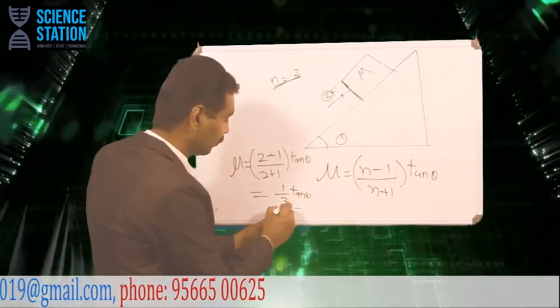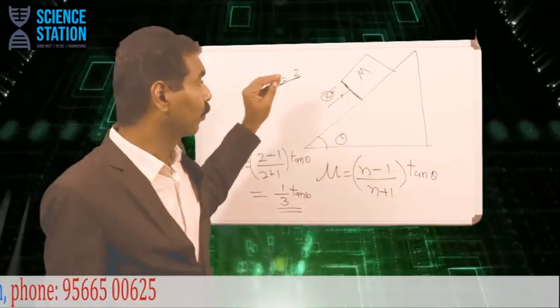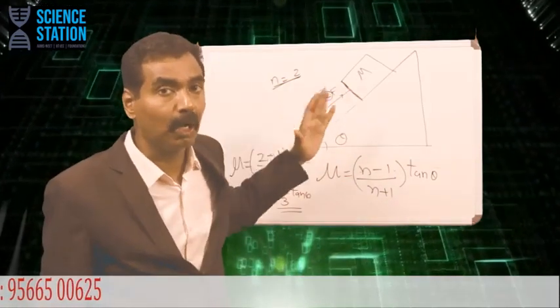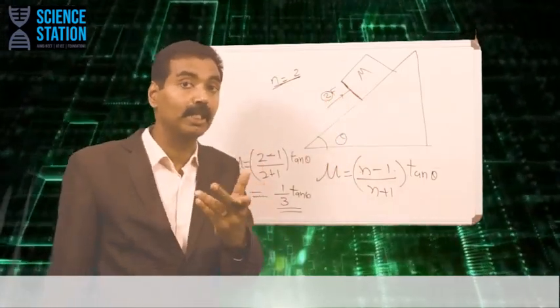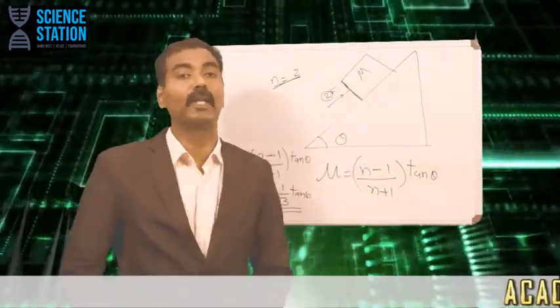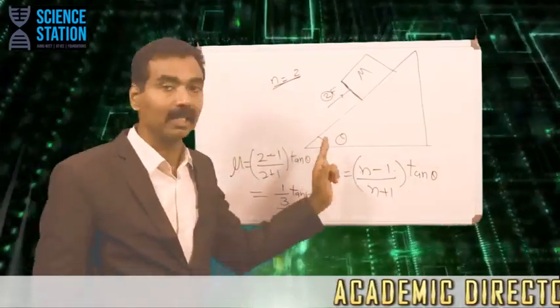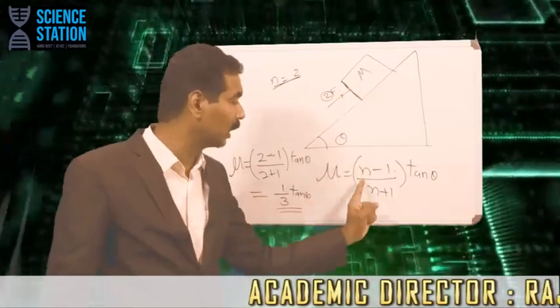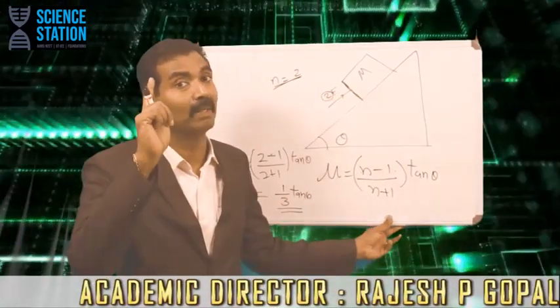Now let us discuss another situation. A force F is needed to stop the body from sliding down, and a force 3F is needed to push the body up the plane. Now the value of N is 3. So (N minus 1) by (N plus 1) means (3 minus 1) by (3 plus 1), and you get mu equal to 1 by 2 tan theta.